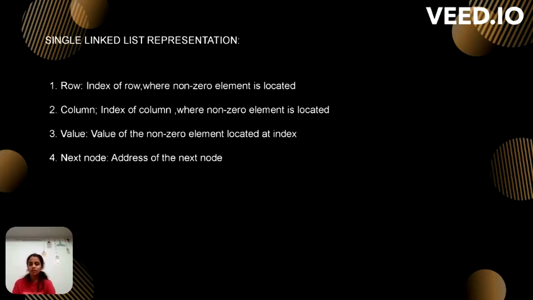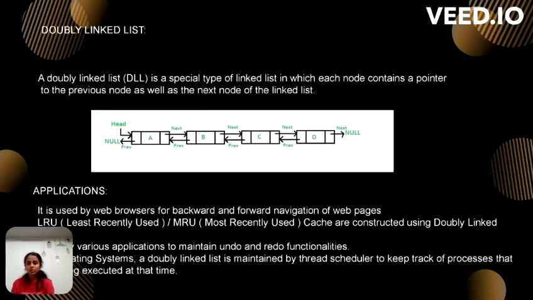In this, row indicates the index of the row where the non-zero element is located. Column indicates the index of the column where the non-zero element is located. And value is the value of the non-zero element located at that index. Next node is the address of the next node. Next, we'll move on to doubly linked list.